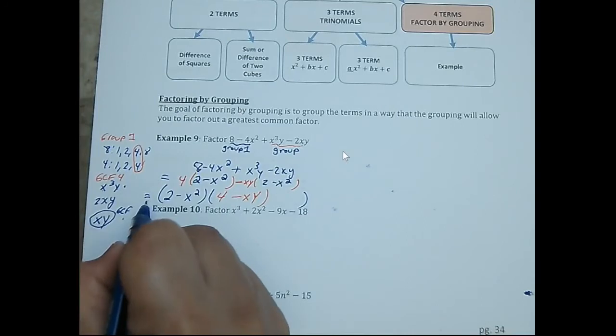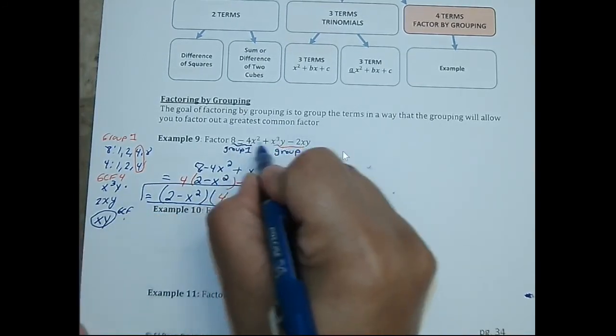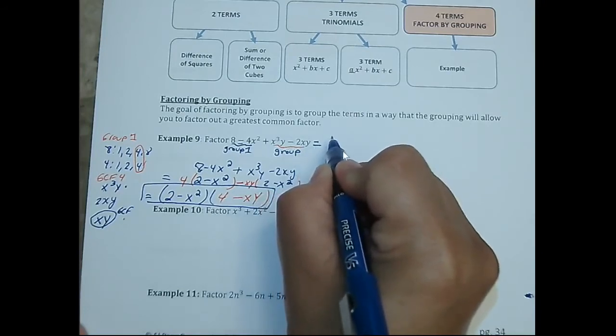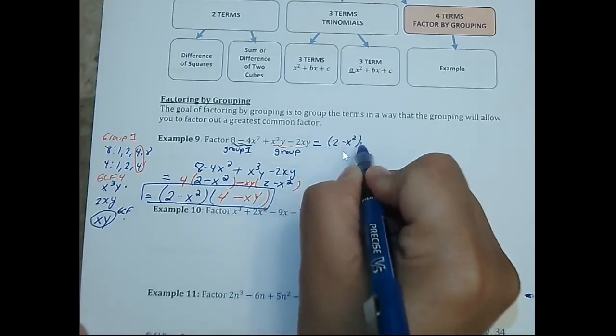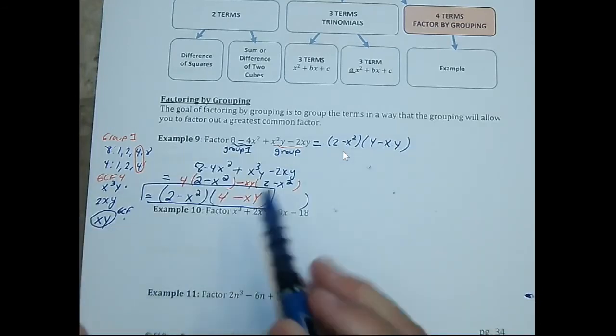Okay, so this is going to be our factored form. So this whole polynomial is equal to 2 minus x squared times 4 minus xy. And you can check your work.